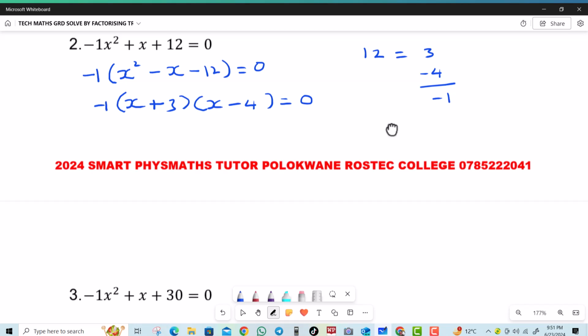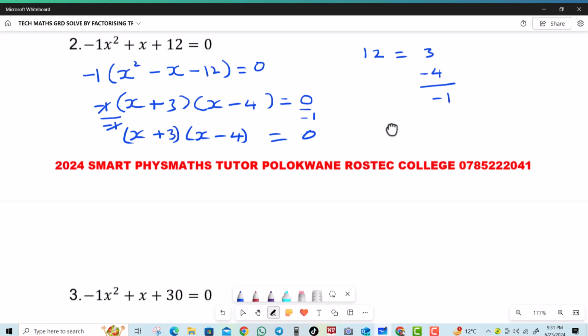So now to get rid of this negative 1, what do we do? We divide by negative 1 both sides. So divide by negative 1 here, divide by negative 1 here. So we cancel this to leave us with what? To leave us with x plus 3, in brackets, x minus what? x minus 4 equals to 0.